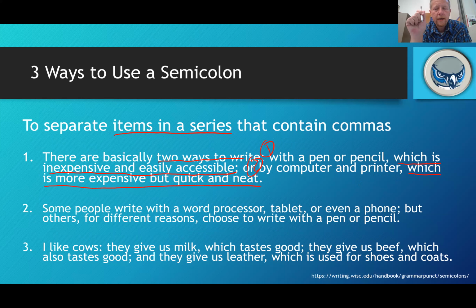So what's happening is I've got some longer items in a series, and within each item, I am already using commas to separate out some information. So item A is a whole bunch of words that require some commas within that item. Item B is also a whole long item that requires some commas within that item. So I'm using semicolons to connect some items in a series that contain commas within them. Number two is a good example.